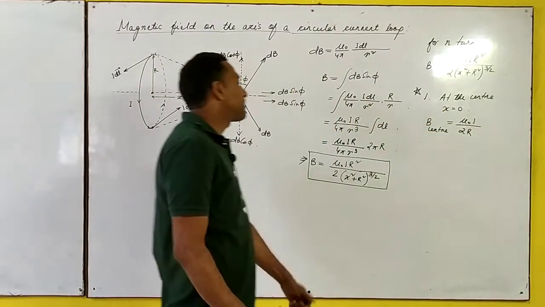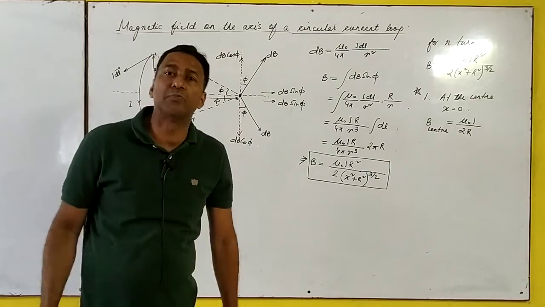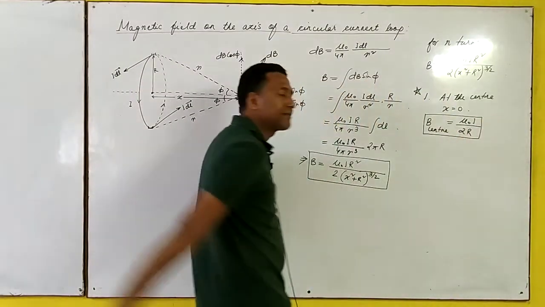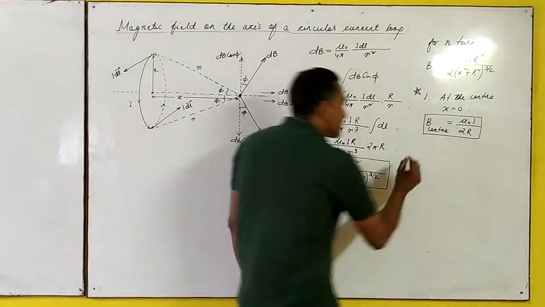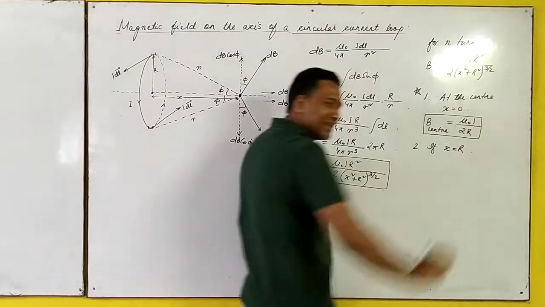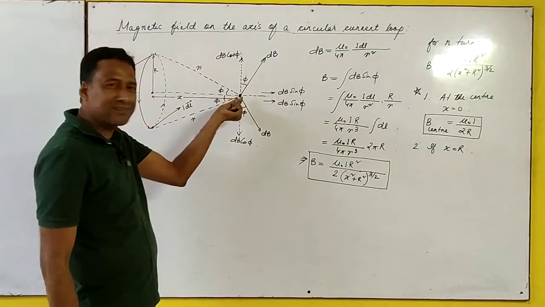So that is the expression for magnetic field due to a current loop at the center. Very, very important. Keep in mind. Okay, at the center. Now case number 2. If x equals r, that means the distance of the point.